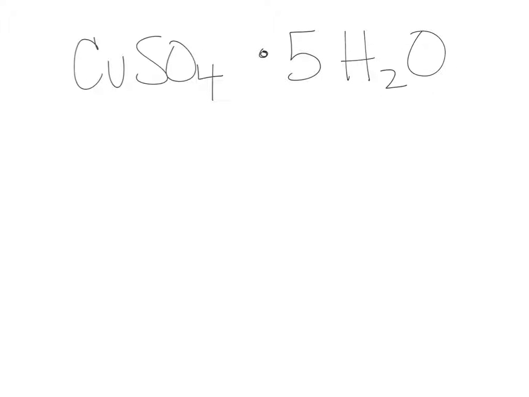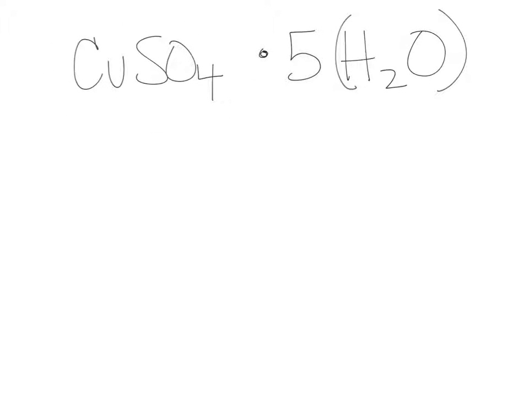Counting atoms in a hydrate is even trickier than counting them with just a polyatomic ion. You almost need to think of this number after the dot as being outside parentheses around water as well. It's really saying that there are 5 water molecules associated with every one of these.